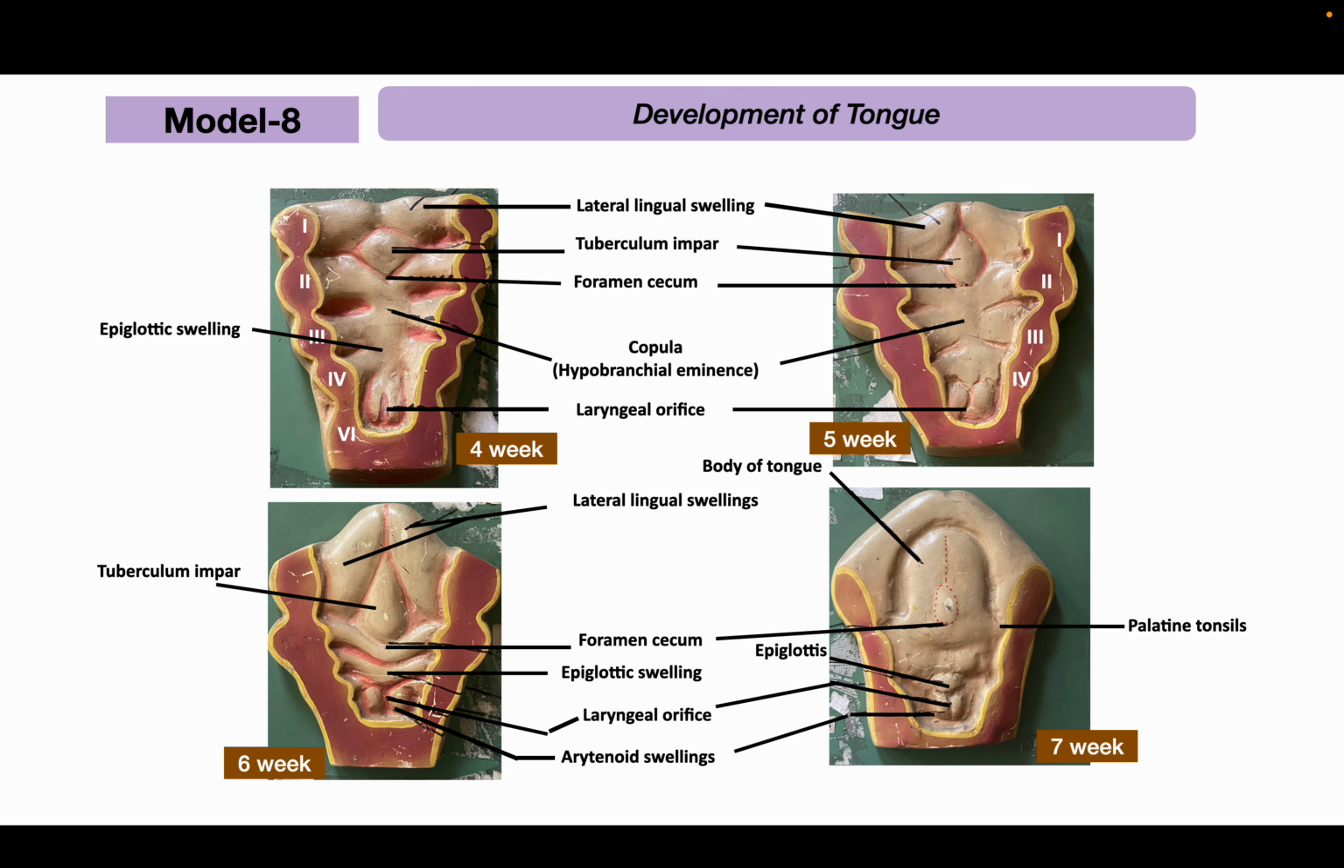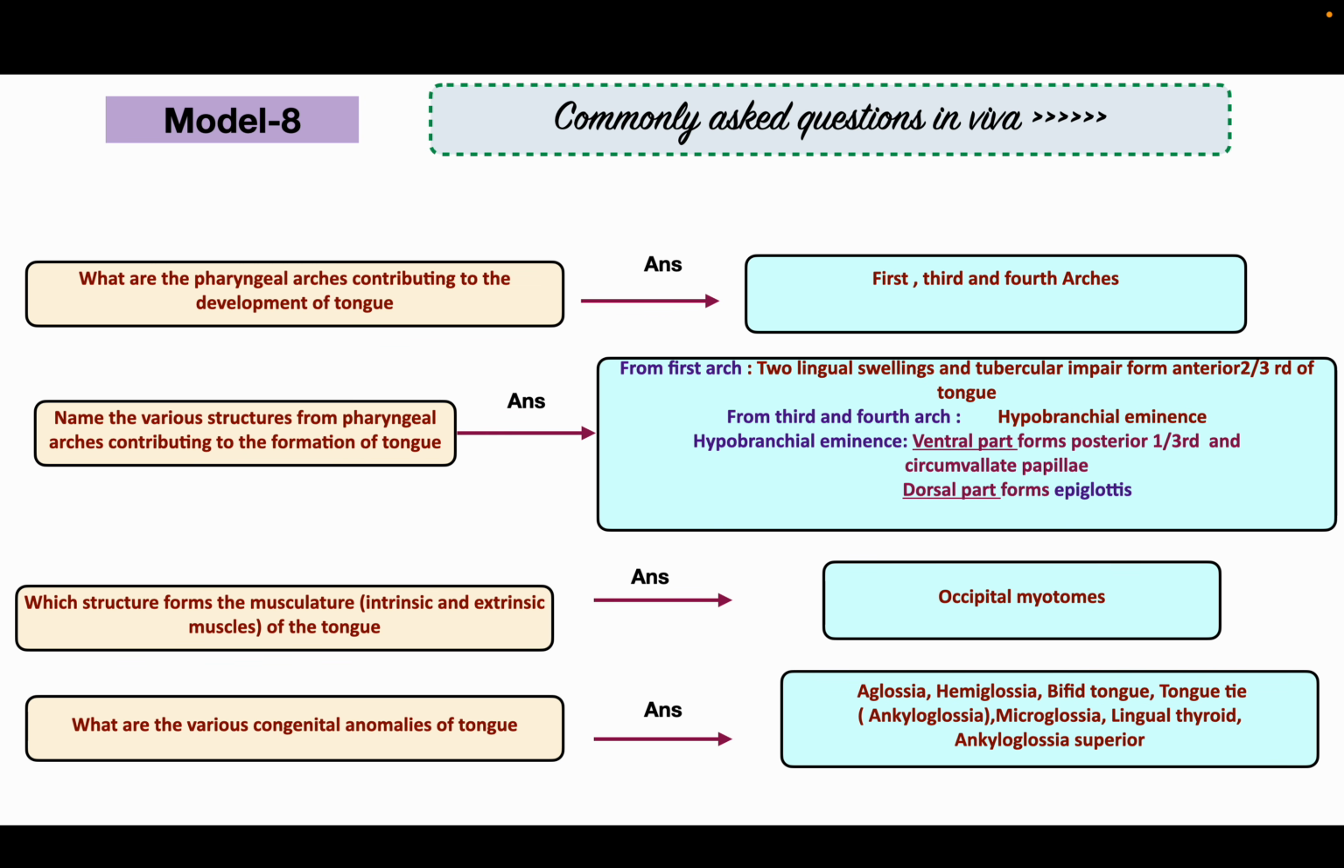What are the questions which can be asked from this? In this you can see the arches: first, second, third, fourth, and sixth. So the basic question arising from this model is: which pharyngeal arches contribute to the development of the tongue?